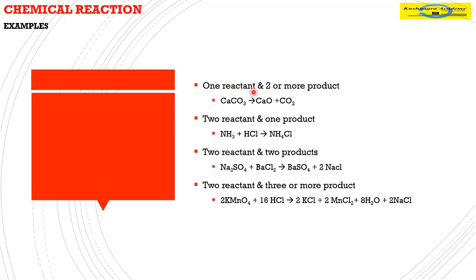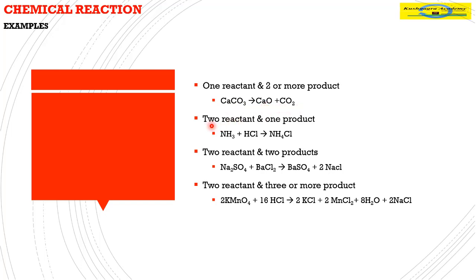Maybe one reactant breaks into 2 or more products, like here we can see calcium carbonate. So, when calcium carbonate is heated, it forms calcium oxide and carbon dioxide gas will liberate. Here, the number of reactant is only 1, that is the calcium carbonate, and the number of products is 2, that is calcium oxide and carbon dioxide.